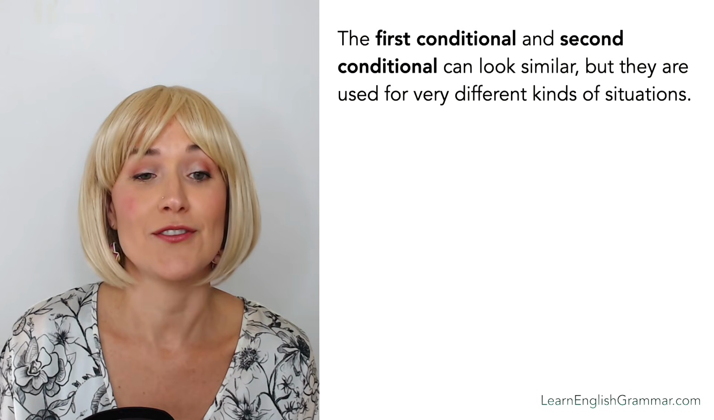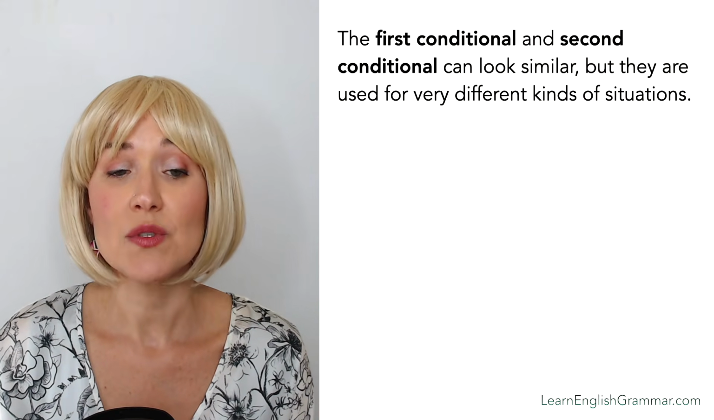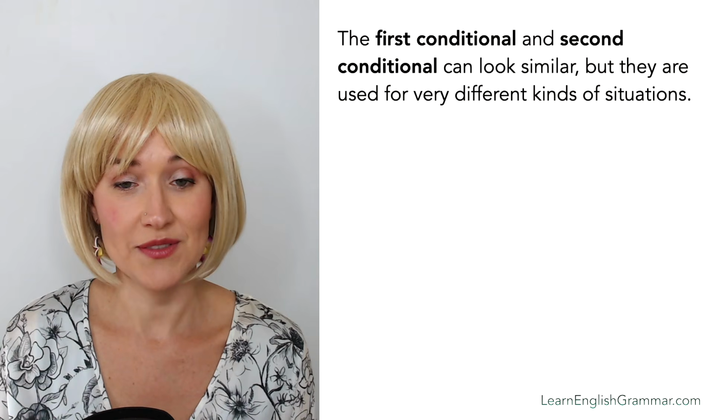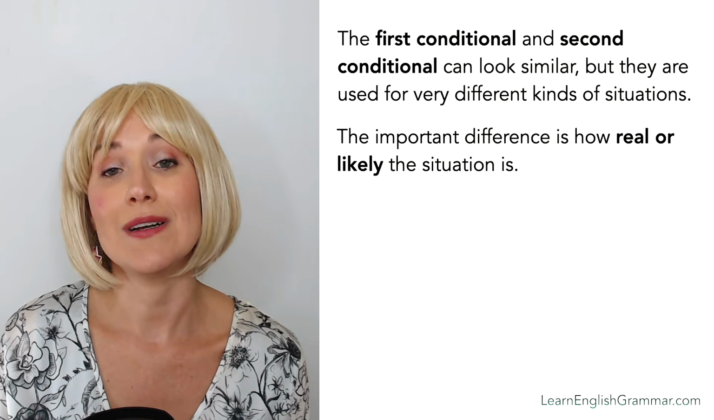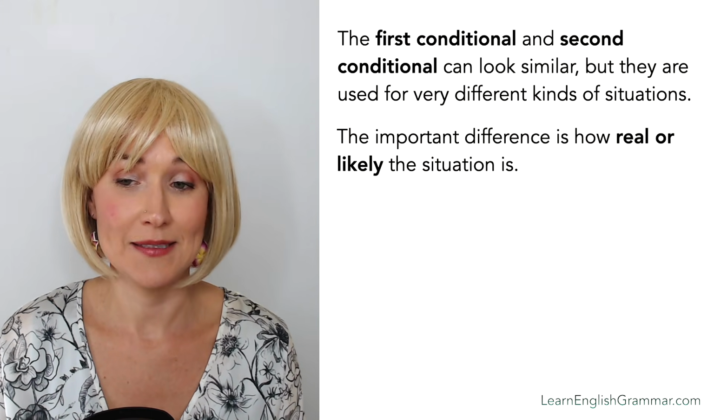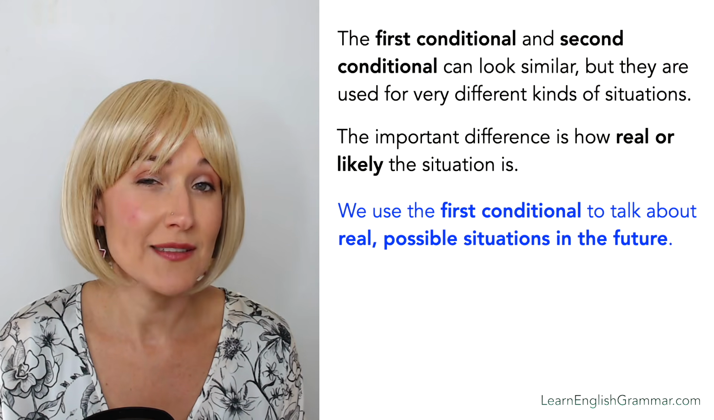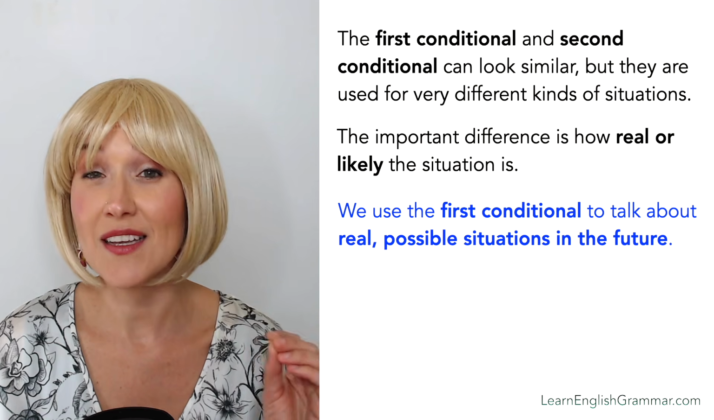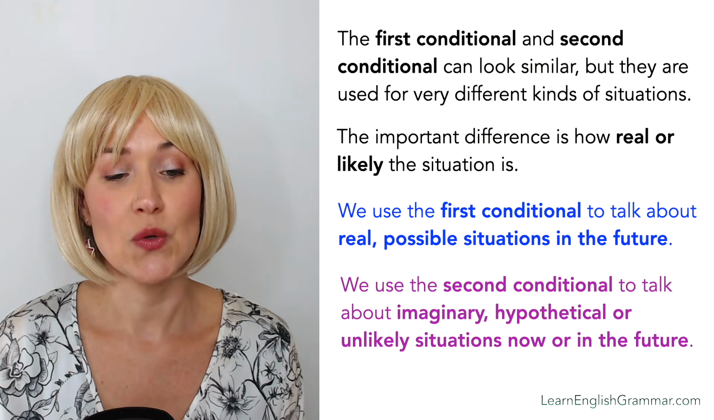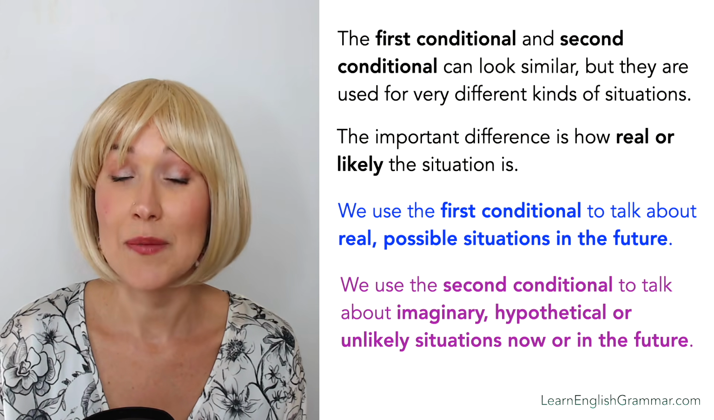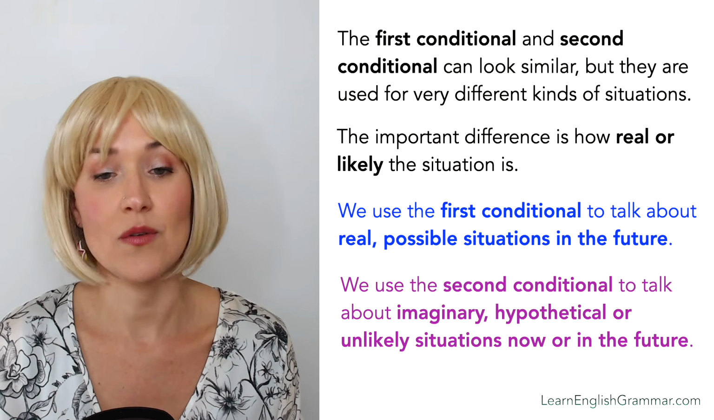Now, the first conditional and second conditional can look similar, but they are used for very different kinds of situations. The important difference is how real or likely the situation is. We use the first conditional to talk about real, possible situations in the future. We use the second conditional to talk about imaginary, hypothetical, or unlikely situations now or in the future.